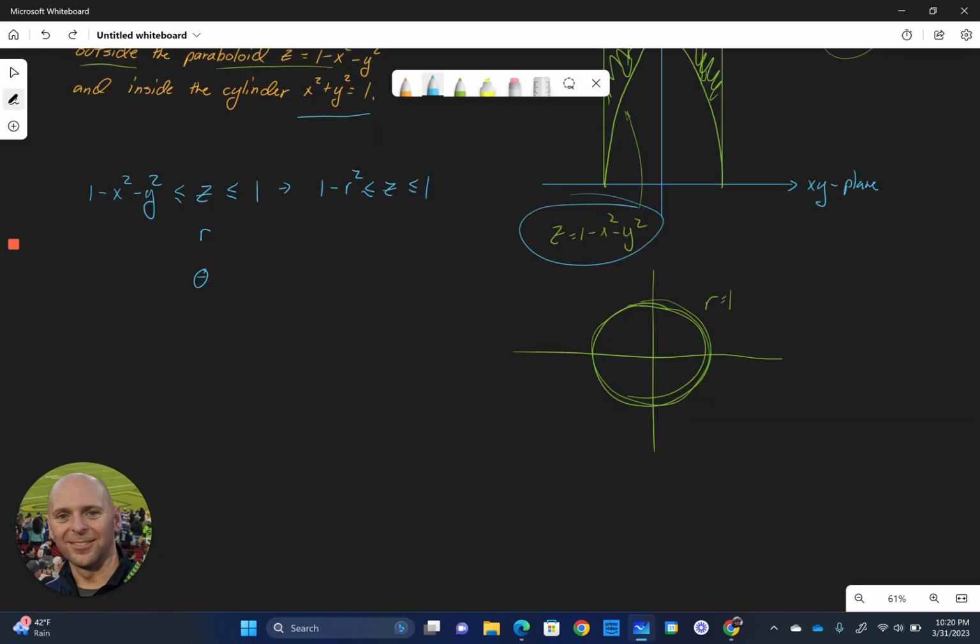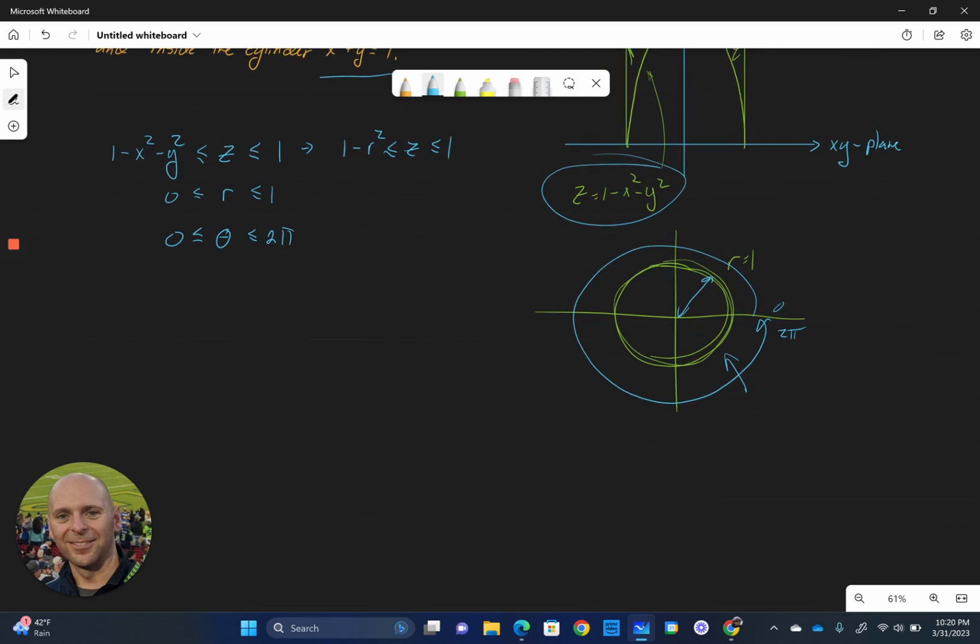So to find our bounds for r and theta, we'll look over here at our projection into the xy plane. The radius is going to go between 0 and 1. So 0 less than or equal to r less than or equal to 1. And theta is going to go all the way around from 0 to 2 pi. So we have 0 less than or equal to theta less than or equal to 2 pi. So now it's just a matter of throwing it onto a triple integral. And we're there. So let's set that up.